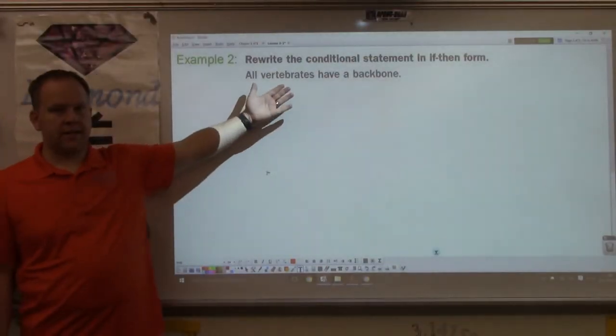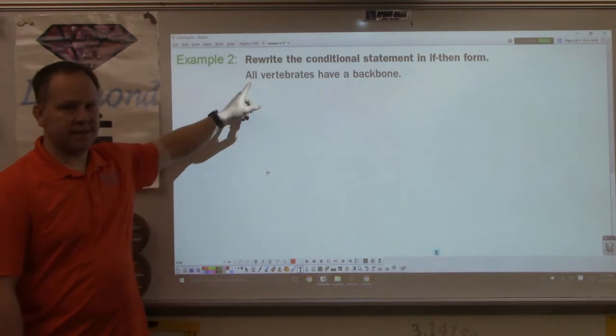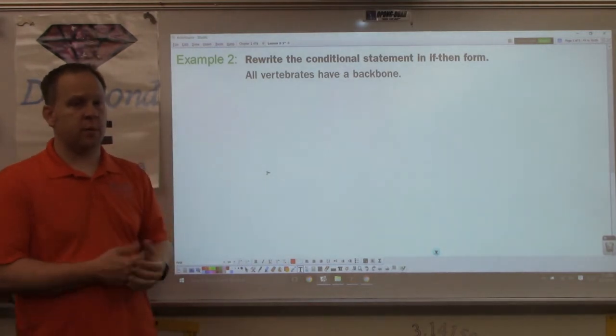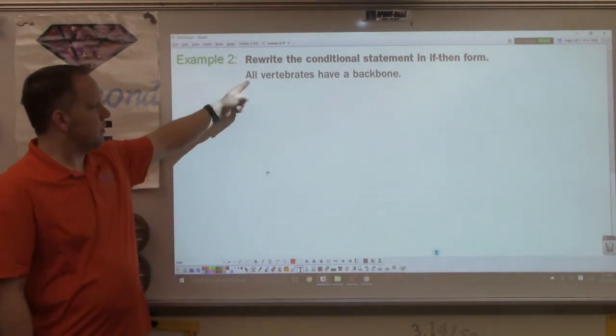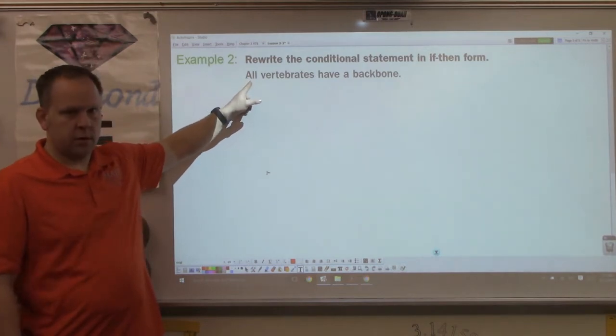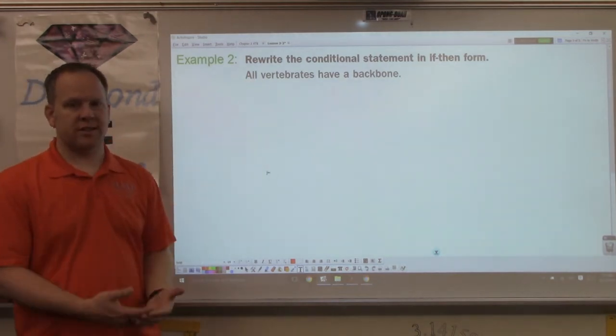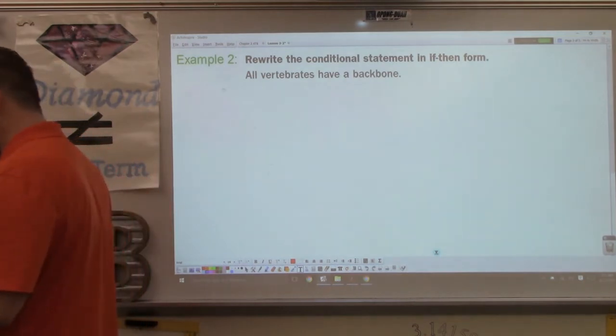Let's take a look now at example 2. Sometimes we're given a sentence that is not a conditional sentence, but we can make it one. For example, all vertebrates have a backbone. We want to make this into a conditional statement. So, how does that start?